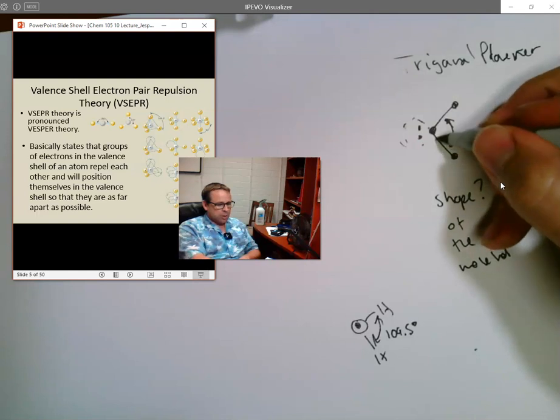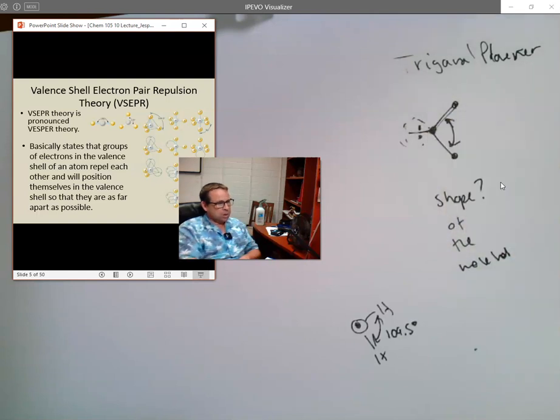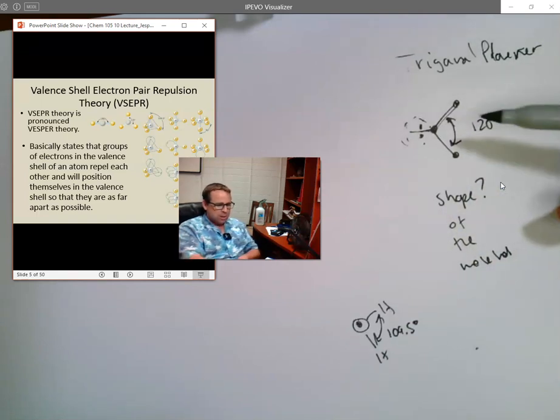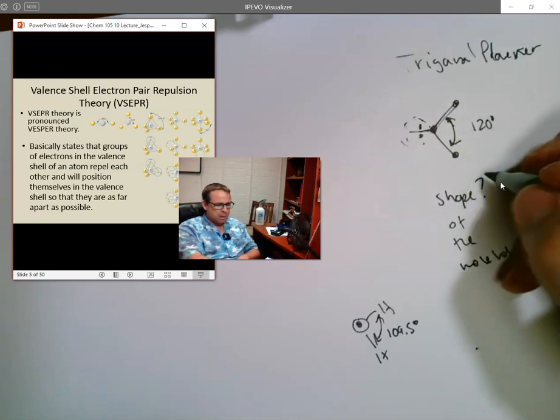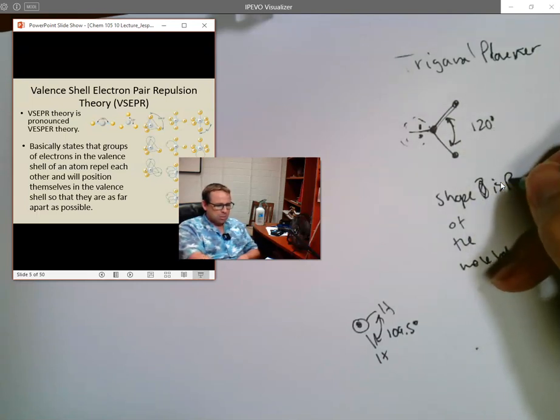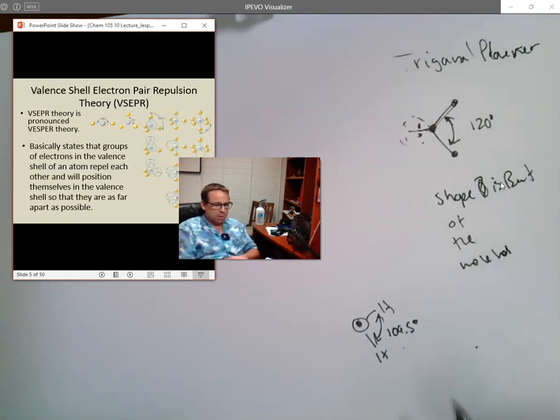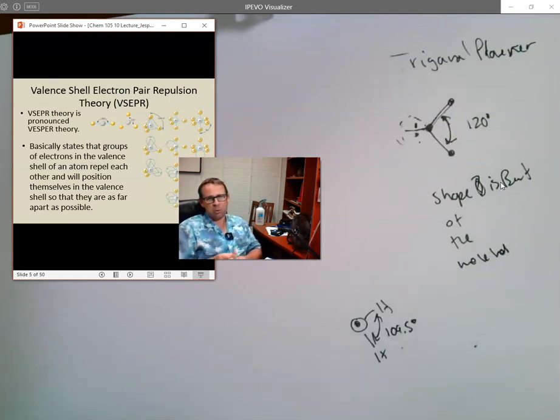We count the number of regions. 1, 2, 3. What do you say? Would it be 120? That's right. Good job, James. So 120 degrees there. It's a bent molecule. The shape is bent, but the angle is 120, whereas water's shape is bent, but the angle is a little less than 109.5. Okay.